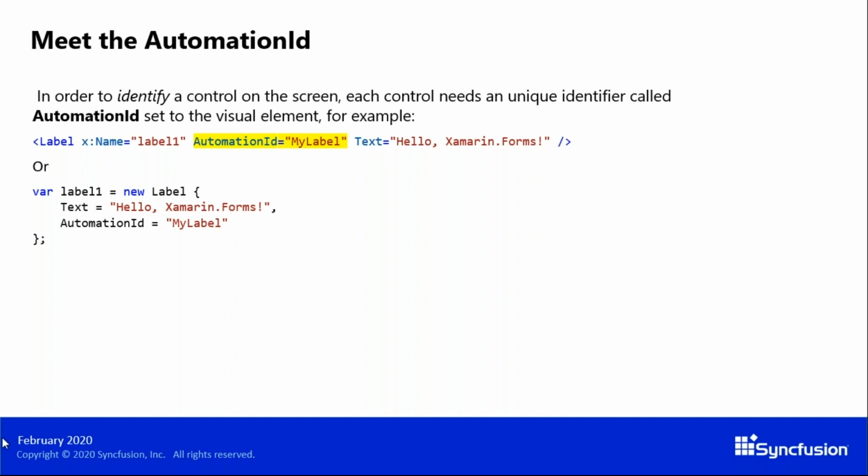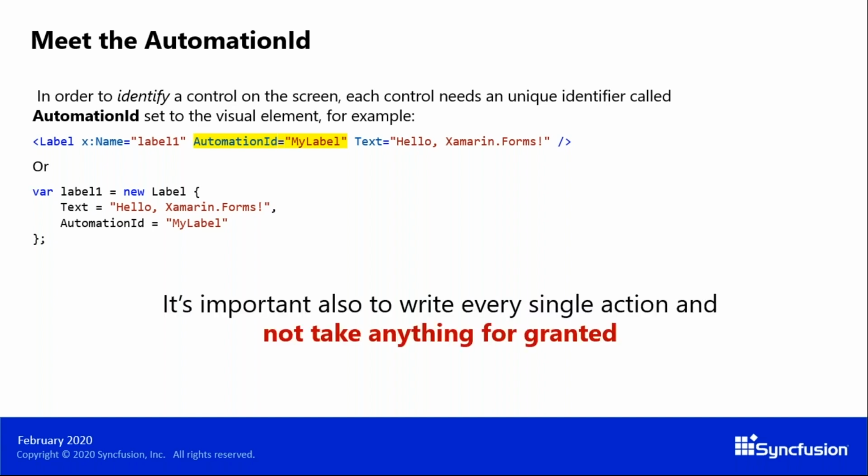And another thing that you need to keep in mind is that when you're writing these tests, it's important to write every single action, because sometimes there are actions performed by the operating system for granted. For example, the keyboard popup may sometimes not be triggered during your UI test. So you also need to ensure that you handle this kind of interaction.